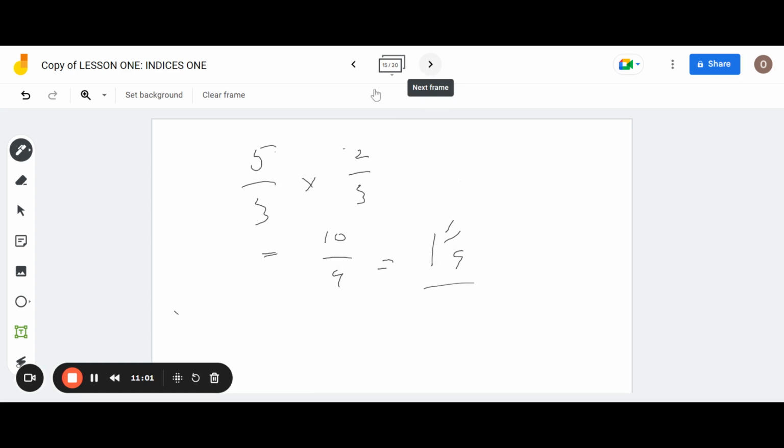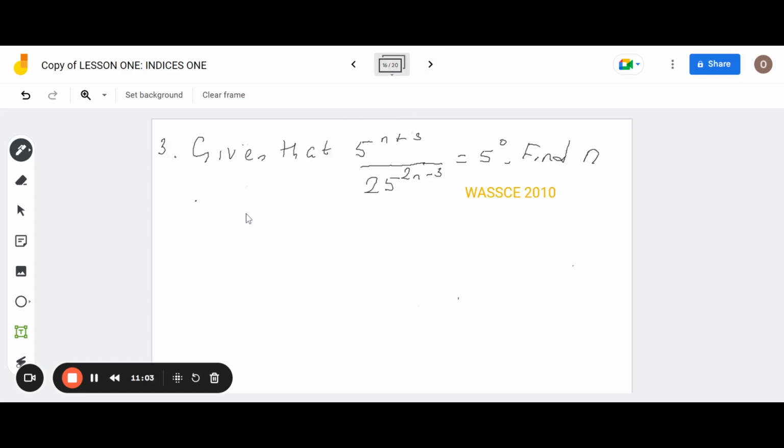Now let's consider another question. Question 3, still under indices. Given that 5 raised to n plus 3 over 25 raised to 2n minus 3 equals 5, find n, that's the question. In solving this problem, we have to reduce everything to the base of 5, since it is indices, to be able to apply the indices law successfully.